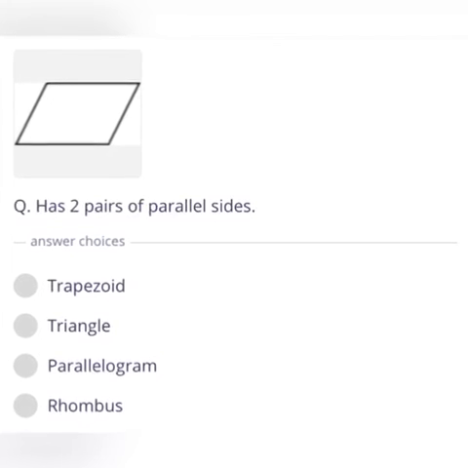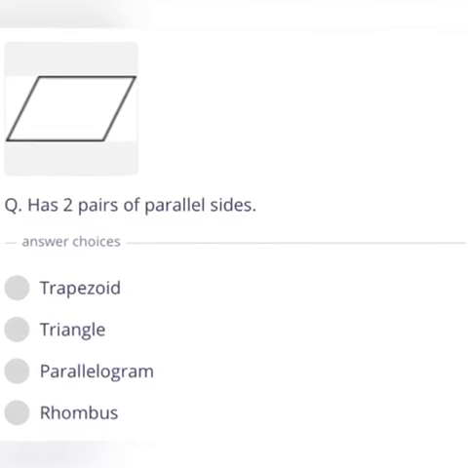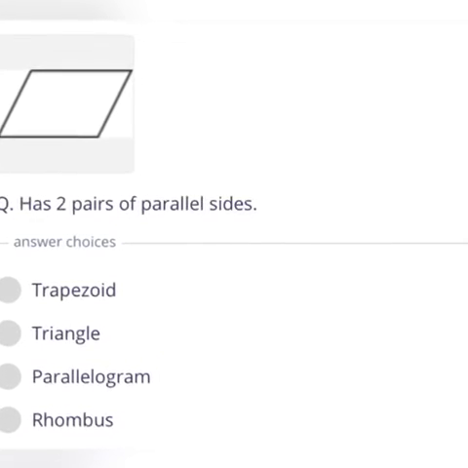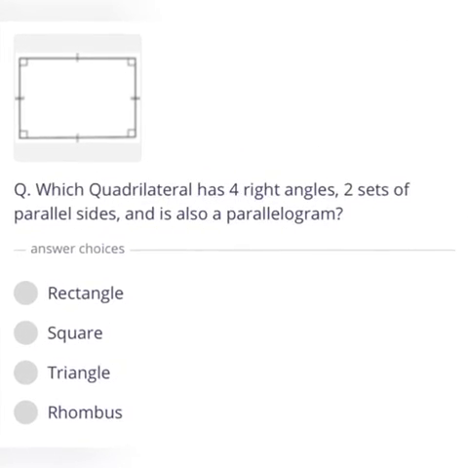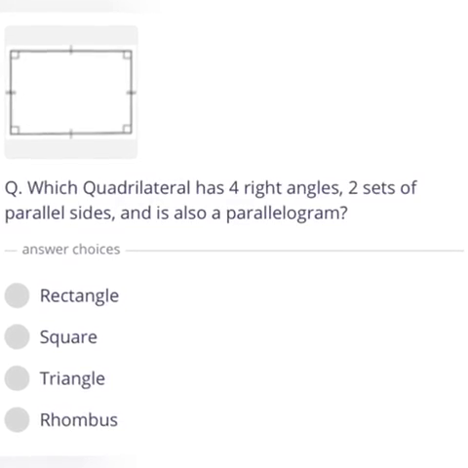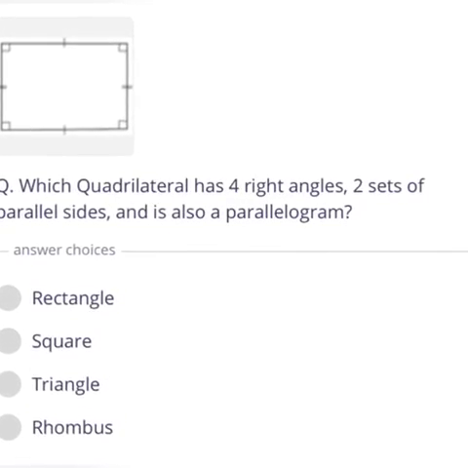Has 2 pairs of parallel sides. Parallelogram. Very good. Which quadrilateral has 4 right angles, 2 sets of parallel sides, and is also a parallelogram? Square. Great! You did an excellent job today.